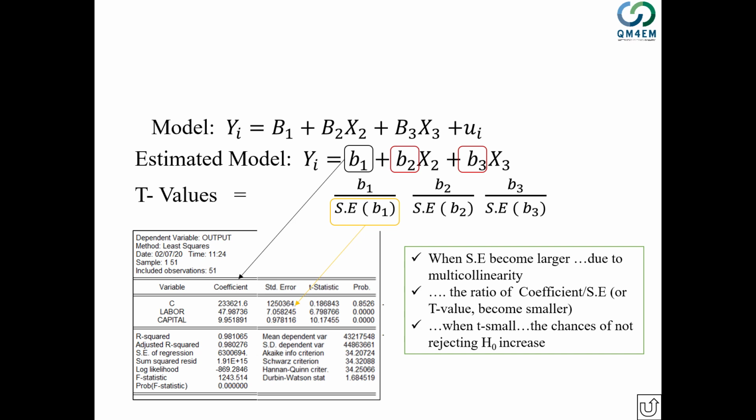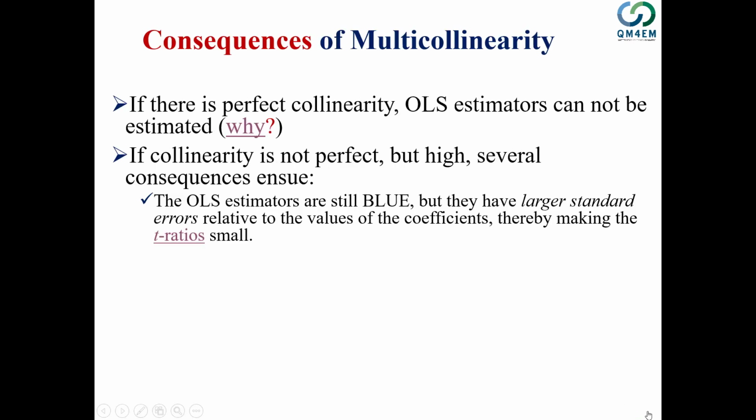When there is a problem of perfect multicollinearity or perfect collinearity, the OLS estimator cannot be estimated. We already saw why. And if multicollinearity is not perfect, but it is high, then the OLS estimators, although they are BLUE, have a larger standard error.